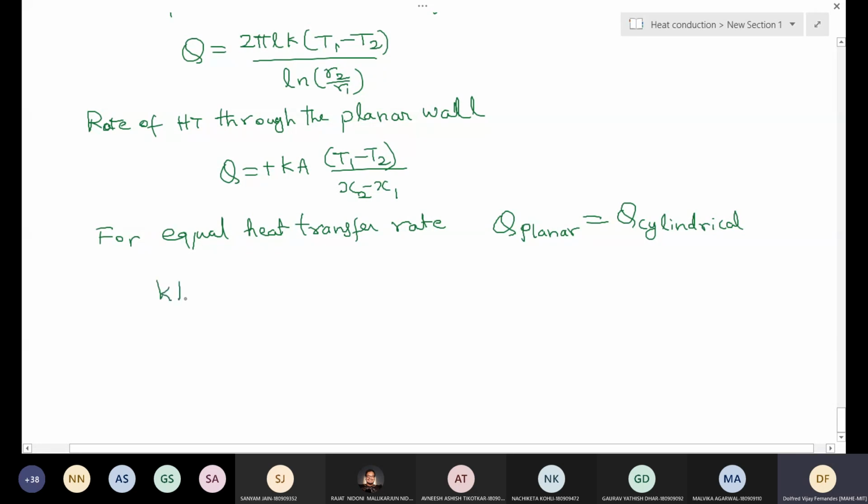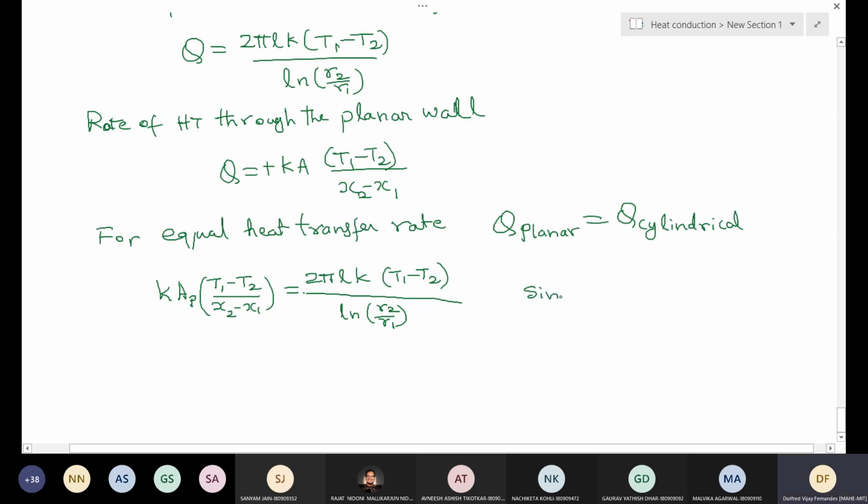So I'll write k A, I'll represent this as planar area, Ap, into T1 minus T2 divided by x2 minus x1, equal to 2 pi Lk into T1 minus T2 divided by ln R2 by R1. So simplify and find out the area.